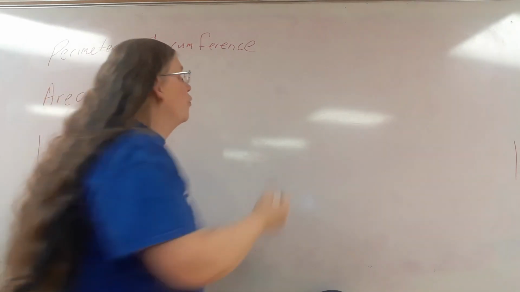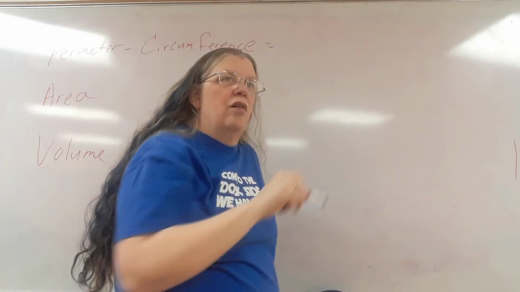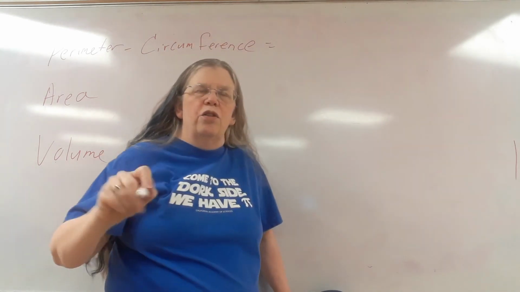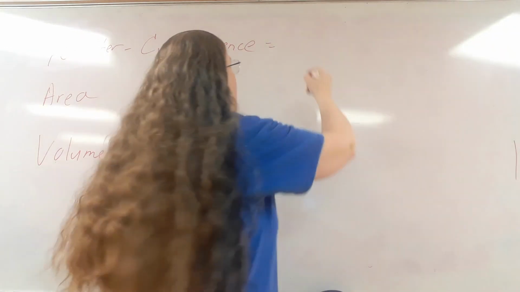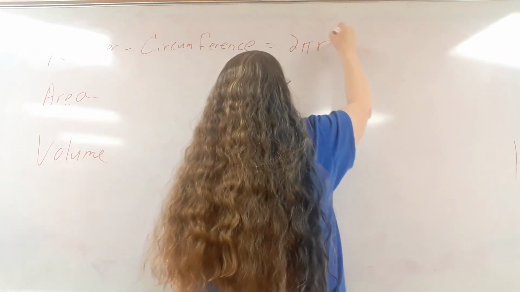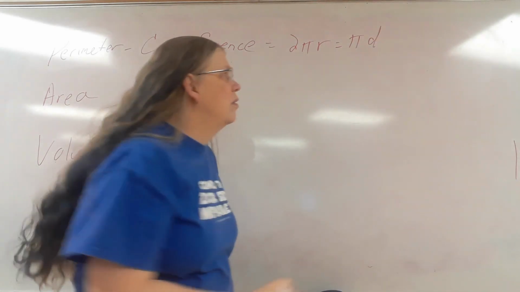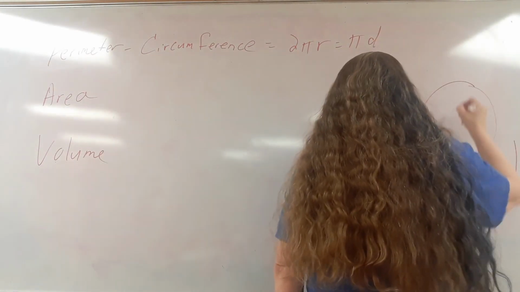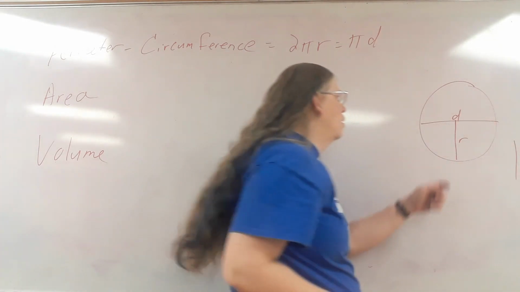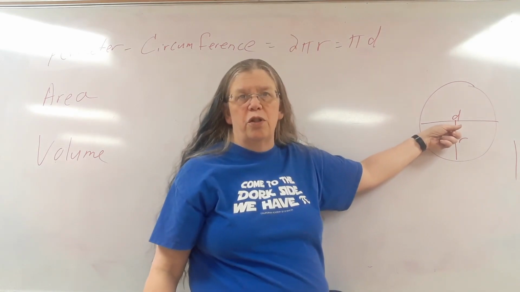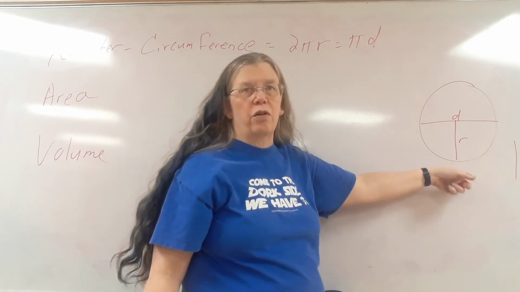Okay? The circumference is the length of the outside. If you were drawing a circle with a string, how long would the string have to be? Okay? That is 2 pi r or pi d, where the d is the diameter of the circle, which goes all the way across, and the r is the radius, which is the center to the edge of the circle.